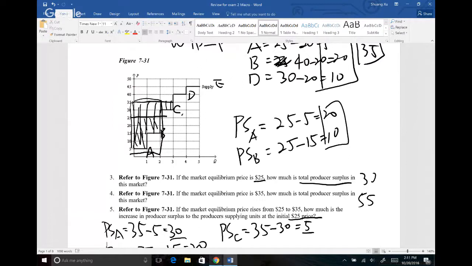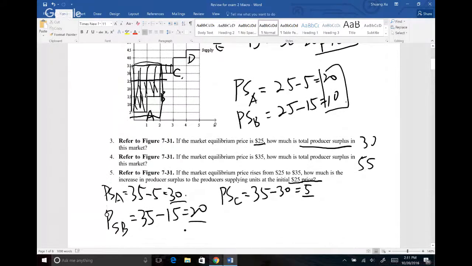So for producer A, before it was 20, but now it's 30. So for producer A, he gained an extra $10. And then for producer B, before it was 10, but now it's 20, so he also gets $10. So for these 2 producers, together they gain a total of $20 of producer surplus.